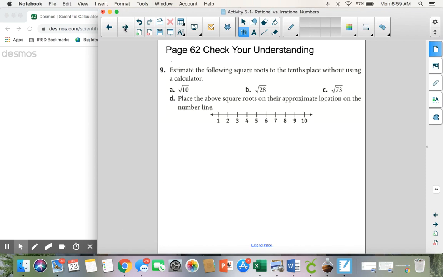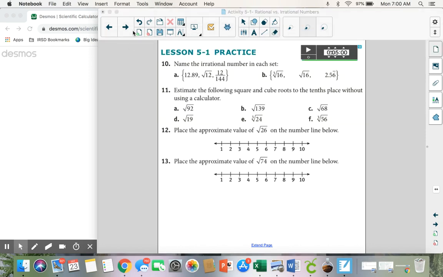Great. So right now, go ahead and turn to page 62, and I want you to try number 9. You are finding the square roots, and it says to the tenths place. Just make sure that you're within a half. So if it's between 6 and 7, make sure you know whether it's closer to 6 or closer to 7. I'm not going to make a big deal if you say that it's 6 and 7/10 versus 6 and 8/10. Just make sure you know which one it's closer to.